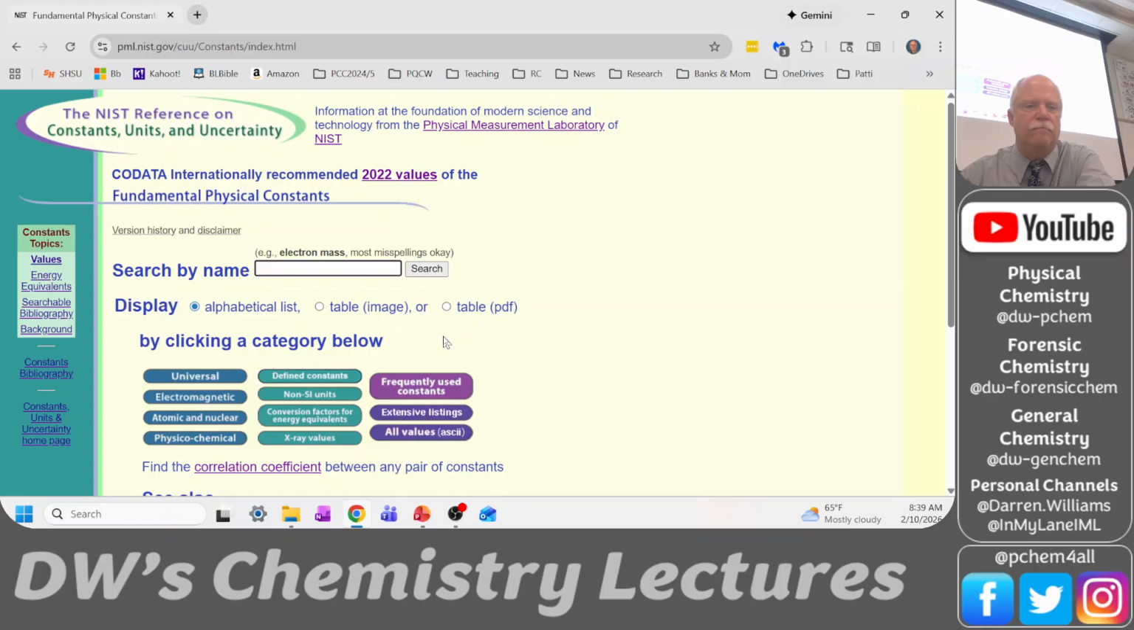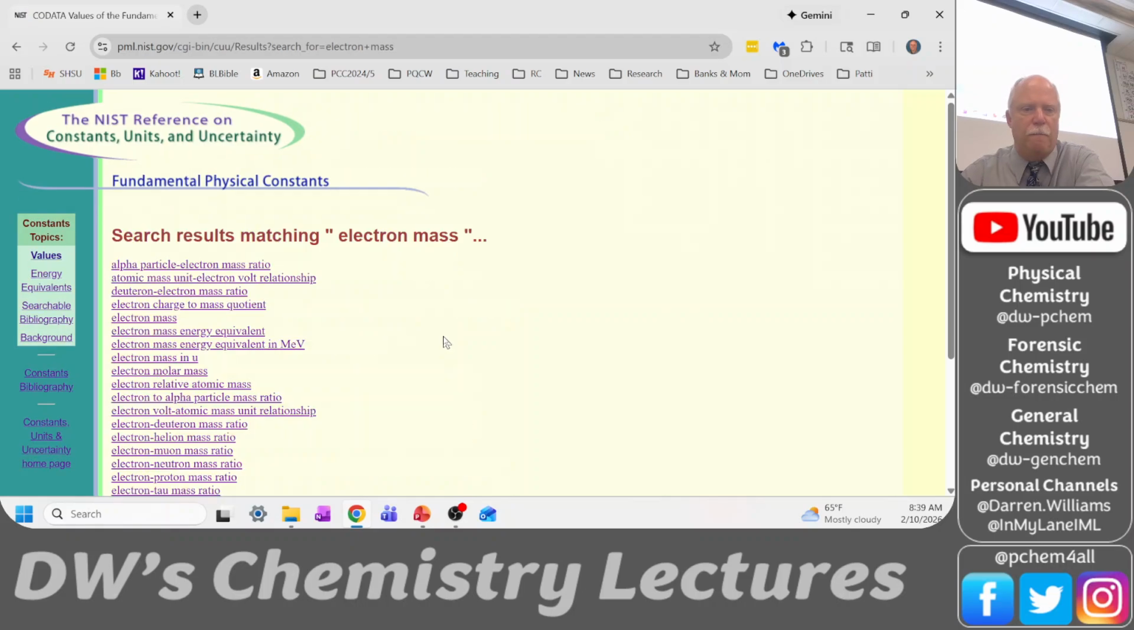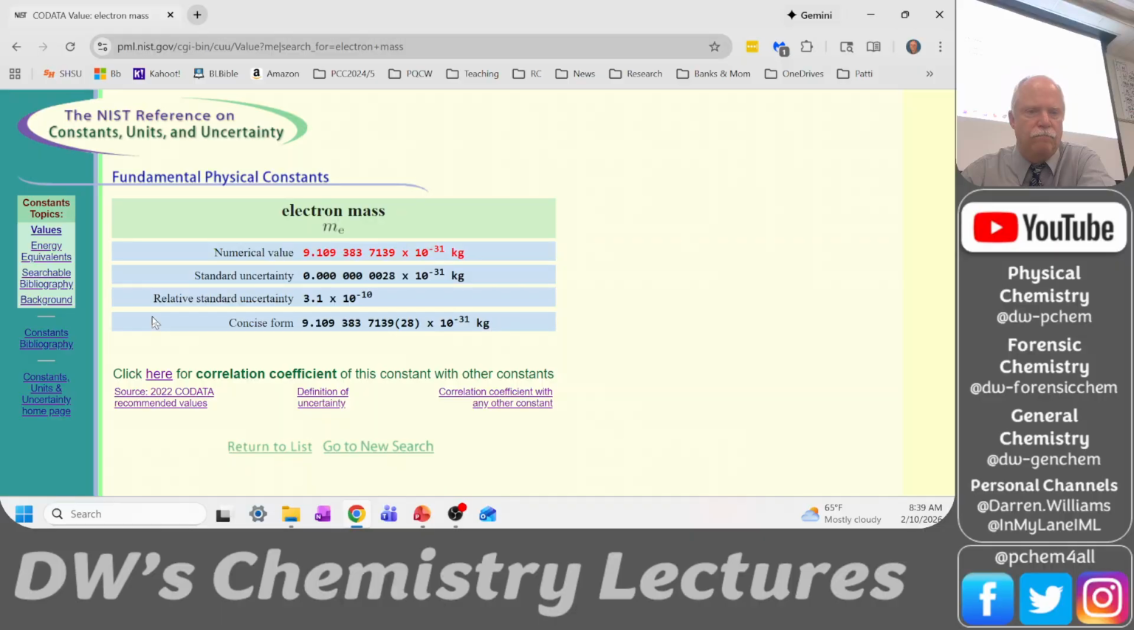Let's do electron mass. Okay, see, they list the concise form with the 2-8. So they're keeping 2 digits. But I think I've seen it where they have 3. And so they're kind of breaking my rule, but they're using it in parentheses, and it would just replace the previous 3. So even though I say no one ever shows 3 digits of uncertainty, I have seen it, but it's rare. Yeah. Okay.